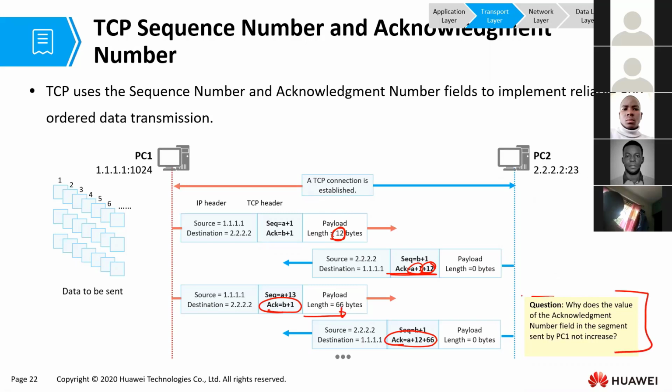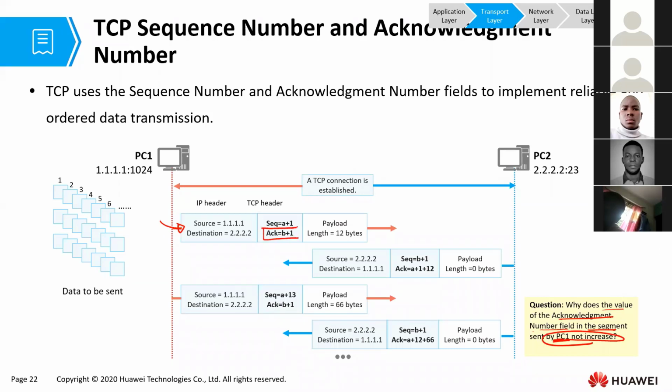Now we have a question here. Let someone help me answer this. Let me say that someone is in class. Why does the value of the acknowledgement number field in the segment sent by PC1 not increase? Look at this segment, and see this acknowledgement is also this acknowledgement. Why is it not changing? Someone? Is someone going to answer, or should I just proceed? Okay, I should just proceed. Cool.